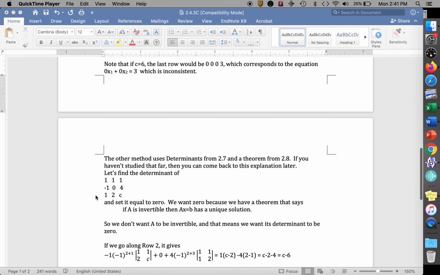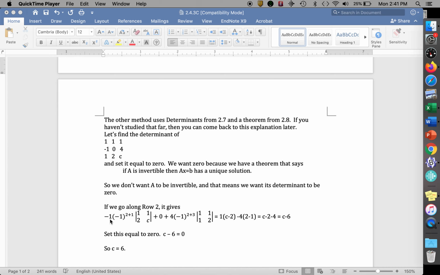So I'm just going to calculate the determinant along row 2. I chose row 2 because it has a 0 in it. You can go along any row or along any column. If I go along row 2, I do the element in the second row, the negative 1, times negative 1 to the power of the row plus the column. So that's negative 1 to the power of 2 plus 1. Then I eliminate that row and column. That gives me a 1, 1, 2, c, and then plus, and then I had that 0 in the second location, so that'll be 0 times whatever. It doesn't matter what the cofactor is because I'm going to multiply it by 0.